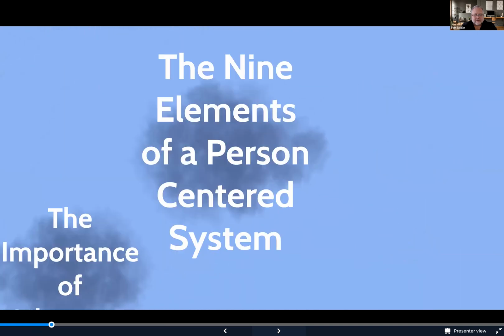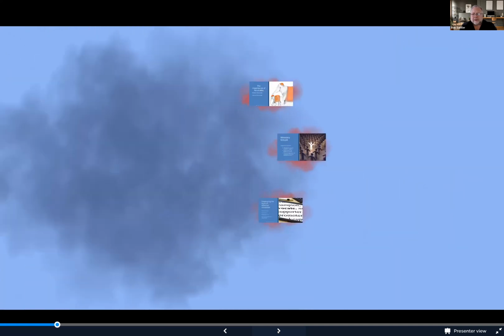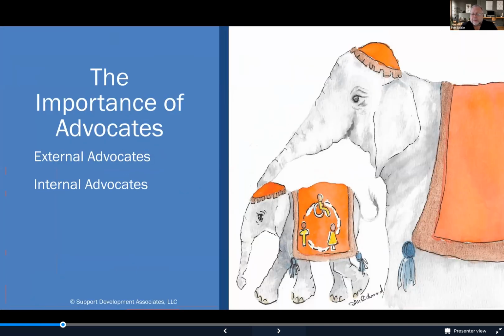I'm going to turn it over to Bob, who's going to talk to you about the content for today. Thank you, Tanya. And today, as Michael said, we are going to be looking at advocacy and the importance of advocates, both internal and external advocates.